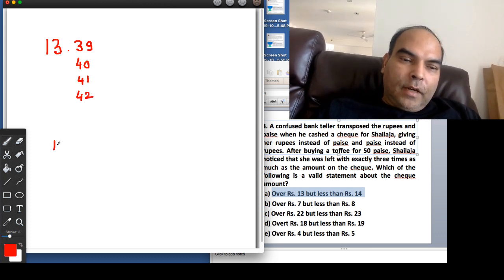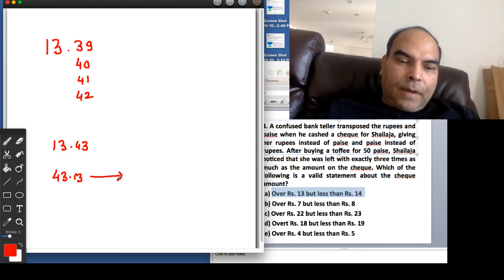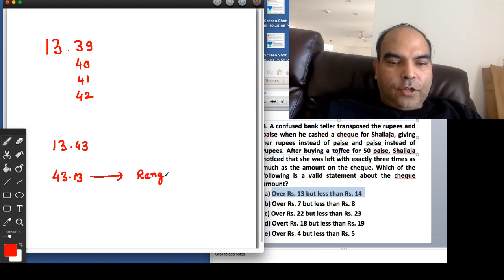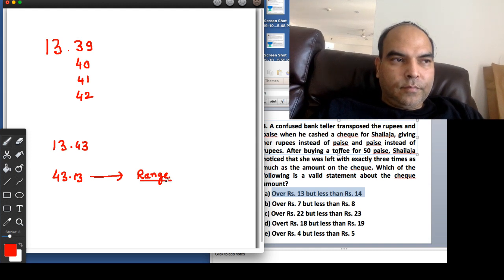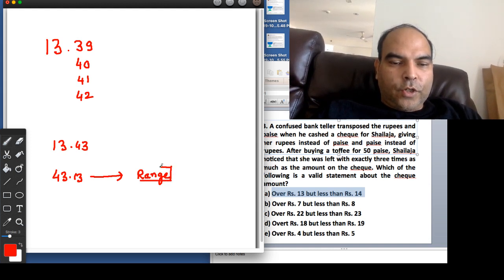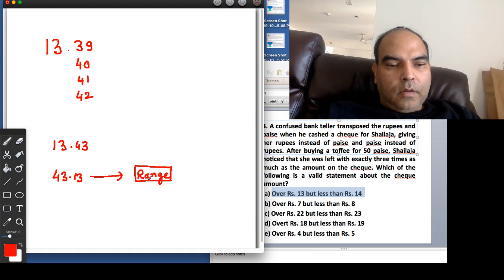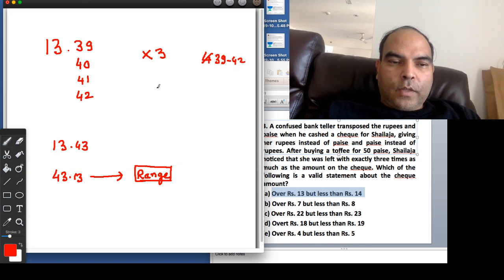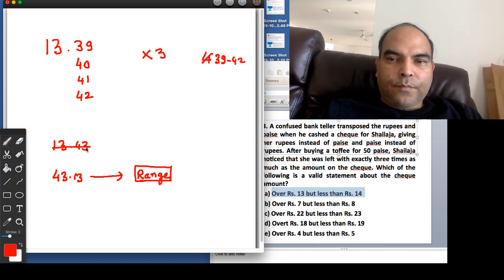Because it can't even be 13.43, because if you invert it, 43.13, and then you subtract 50 paise, you would not get the range of the answer in this situation. Right? Your range needs to be into 3 of any number between 13 to 14, has to be 39 to 42. So with 13.43, there's a range issue.